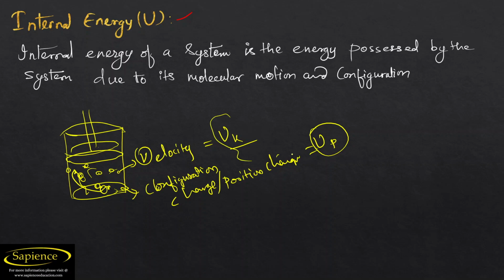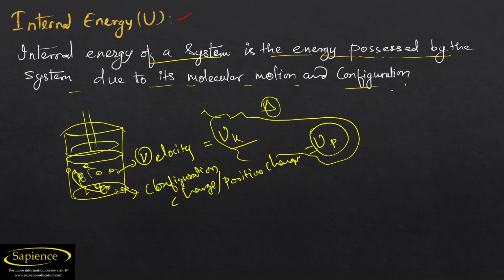So the combined form of kinetic energy as well as potential energy of gas molecules inside any container is known as its internal energy. So the internal energy of a system is the energy possessed by the system due to its molecular motion and configuration. Okay.